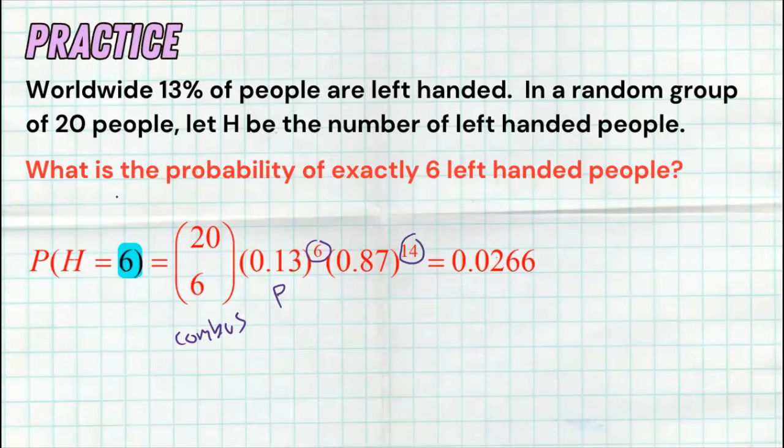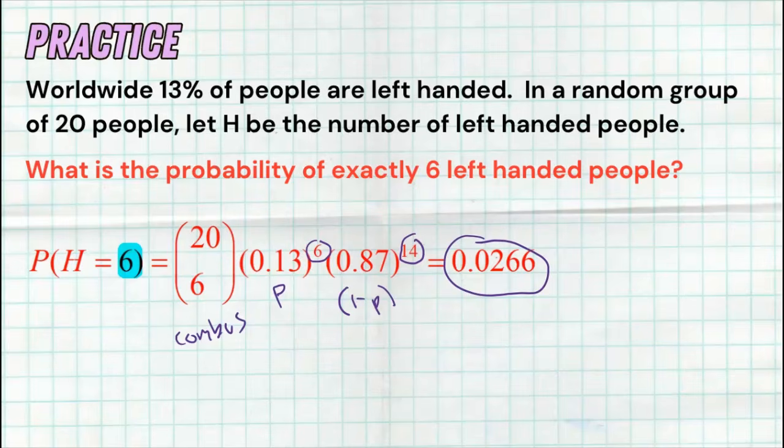That means the other 14 people are all failures, and that's 1 minus P, and 1 minus 0.13 is 0.87. So we get 0.0266. Now, what I want to show you is you don't have to calculate this out. You don't have to go to your calculator to figure out the combos. You don't have to do any multiplication here. You do need to understand this formula and why it is what it is, but watch this.